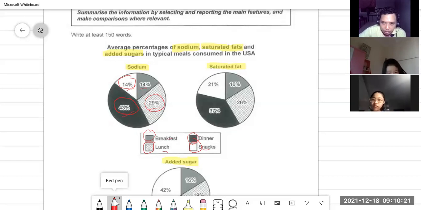Okay, next. I want Thao. Okay, can you explain the saturated fat? The saturated fat for breakfast is 16%, for dinner is 37%, for lunch is 26%, and snacks is 21%. Okay, as you can see the percentages here, is it the same or different from the sodium? Same or different? Different. Okay, very good.